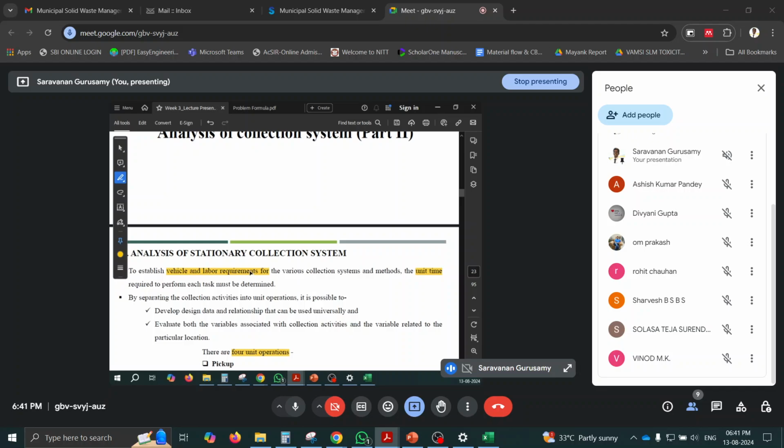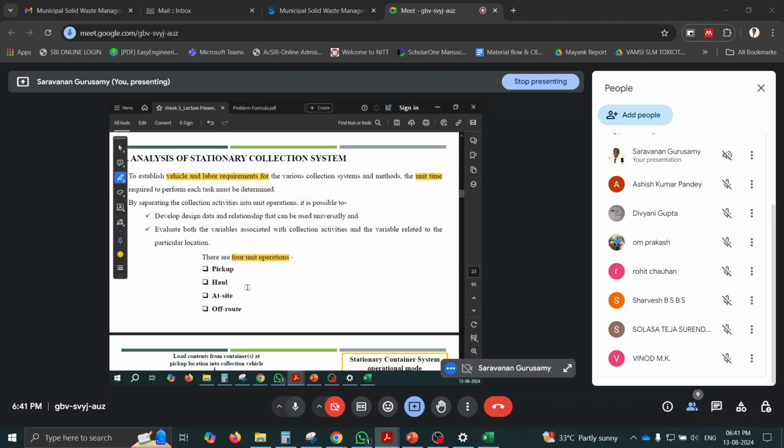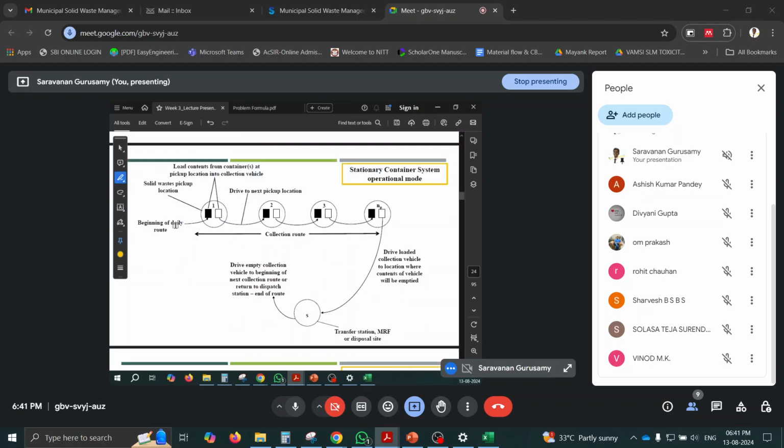Okay. So as of now, we have discussed the hauled container system. Now we are going to discuss the stationary container system. The same four unit operations we are going to consider: pickup, haul, at site, off route. Off route is again 0.15, I mean 15% of the total time. At site is the time taken at the disposal site. Here haul and pickup will change, because you know what a stationary container system is, and the vehicle will come. So here also T1 and T2 will be there: the time taken by the vehicle to come from the garage to the first location, and from the last location or disposal site back to the garage.